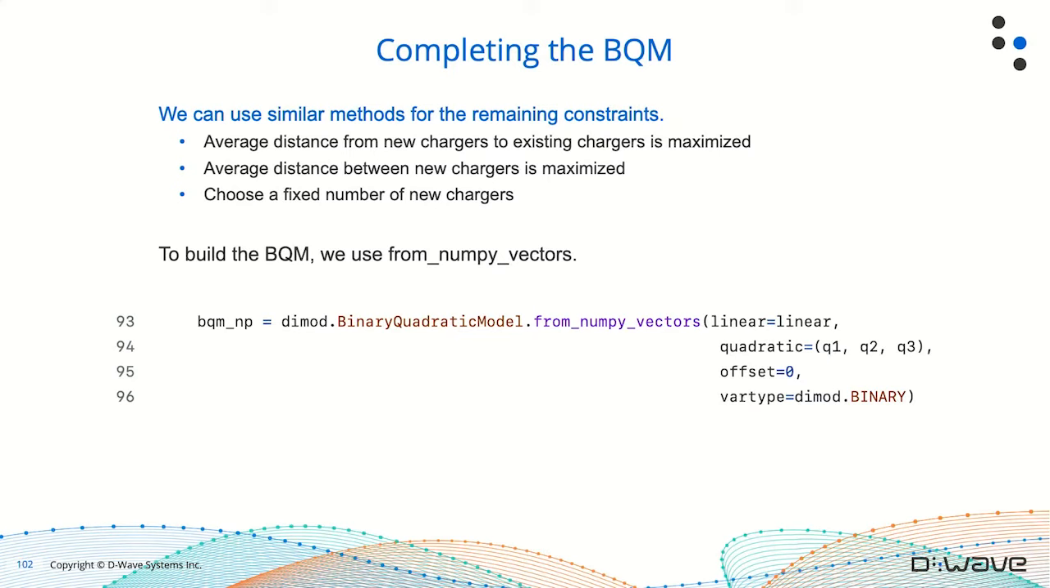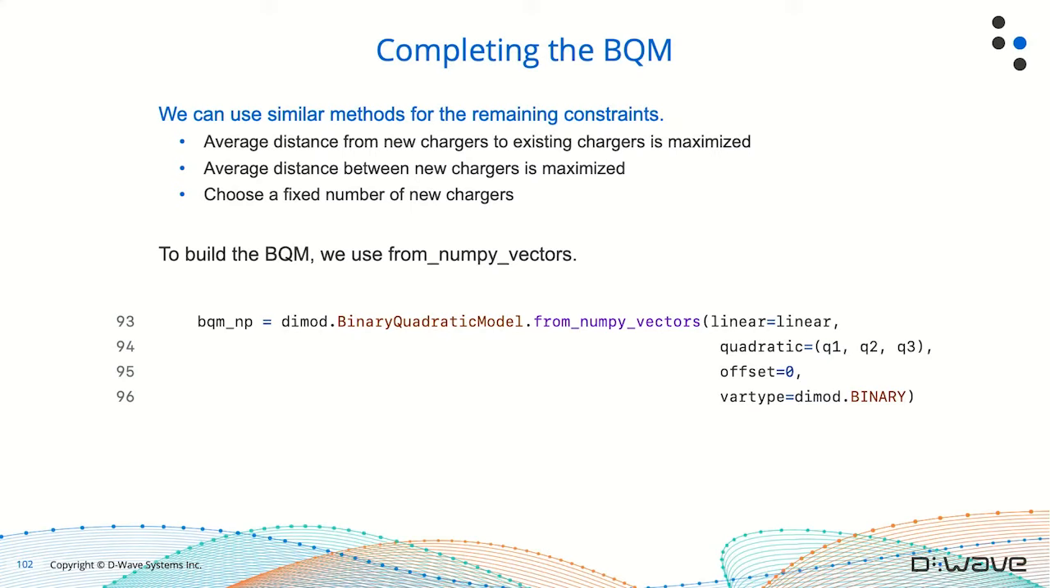This one is not a fully dense problem. It doesn't have every single entry in the matrix filled in. So we can more efficiently build our binary quadratic model by using the from NumPy vectors function. Using this function, rather than just giving it the entire matrix, I give it a vector for the linear coefficients, like that vector that we built up in that last constraint. And then I give it a set of 3 vectors for the quadratic biases.